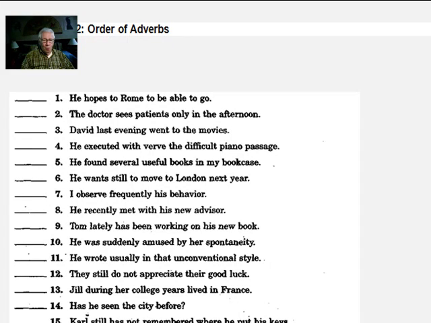He hopes to be able to go. Okay, so we have subject, verb, adverb, verb, and then the modifiers, to Rome. So what we do is just continue down and make those corrections, and since you have the answer sheet, it's easy to check.